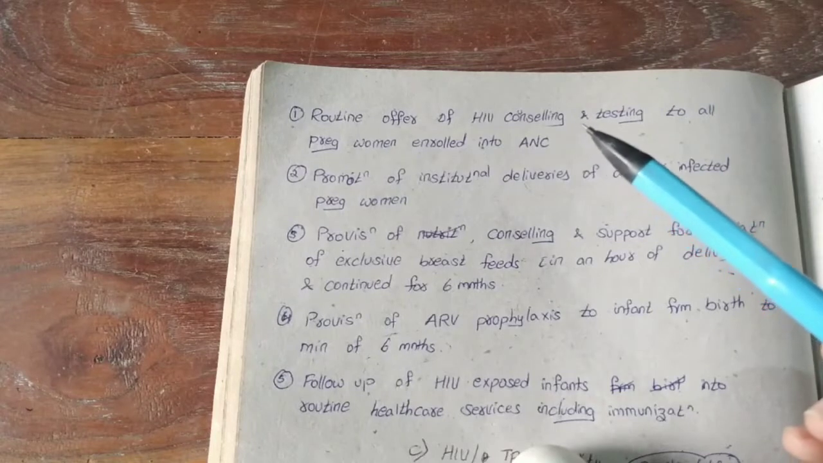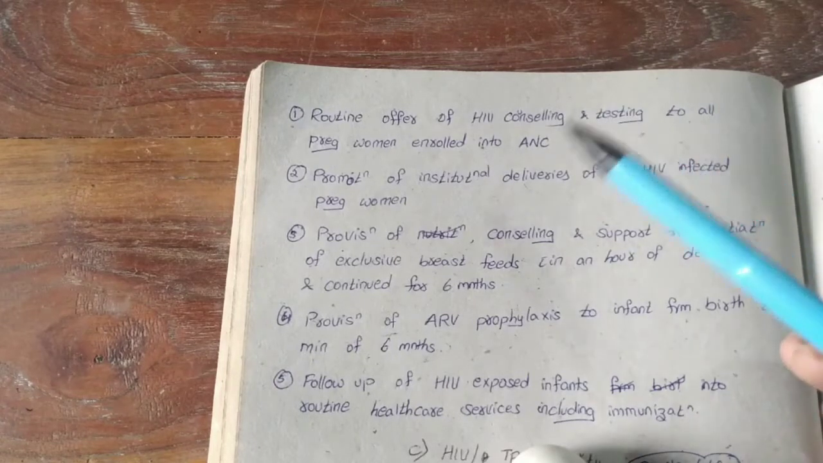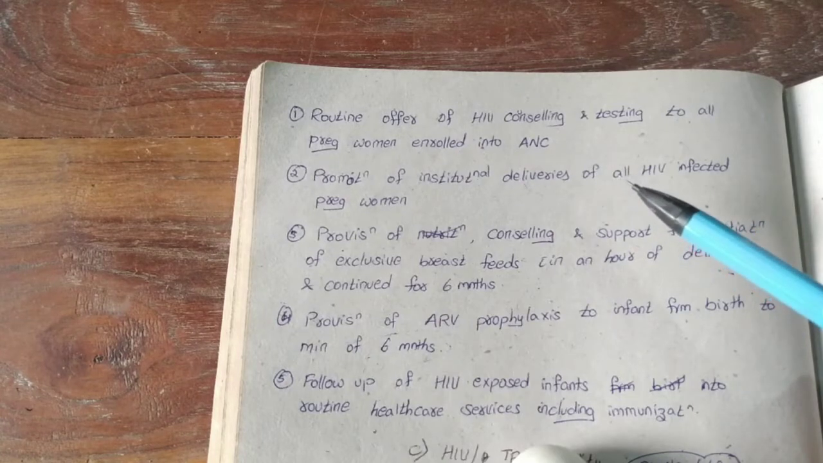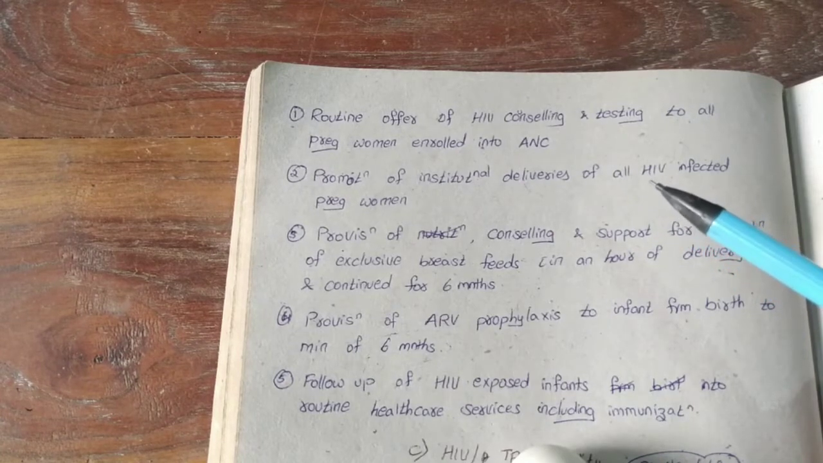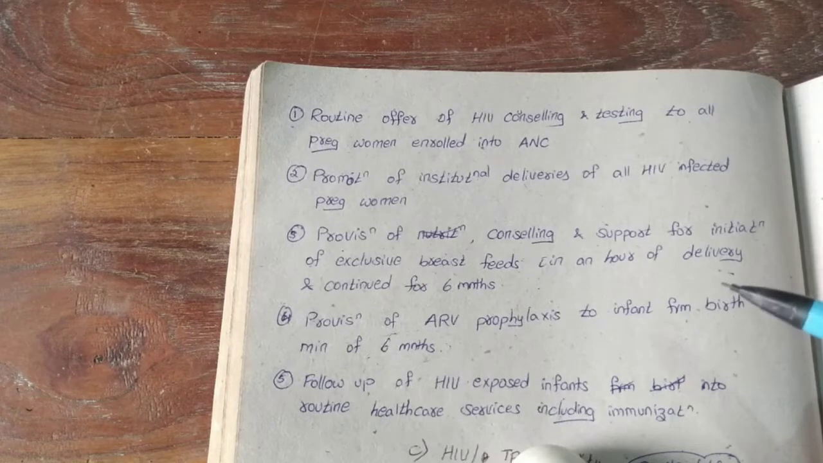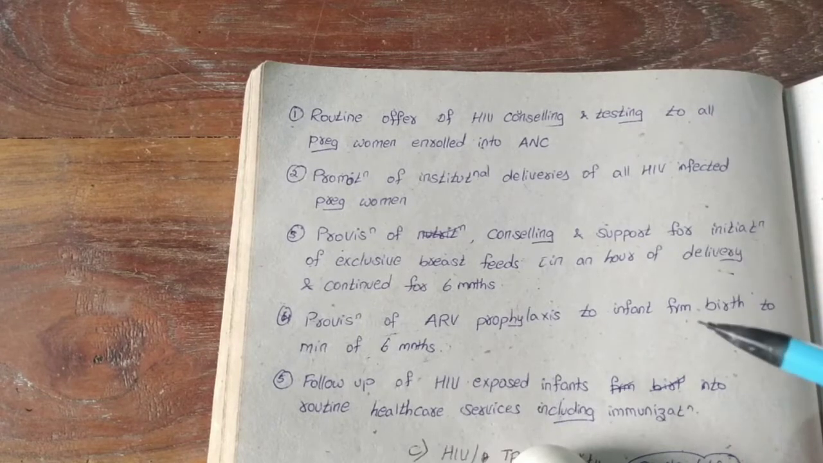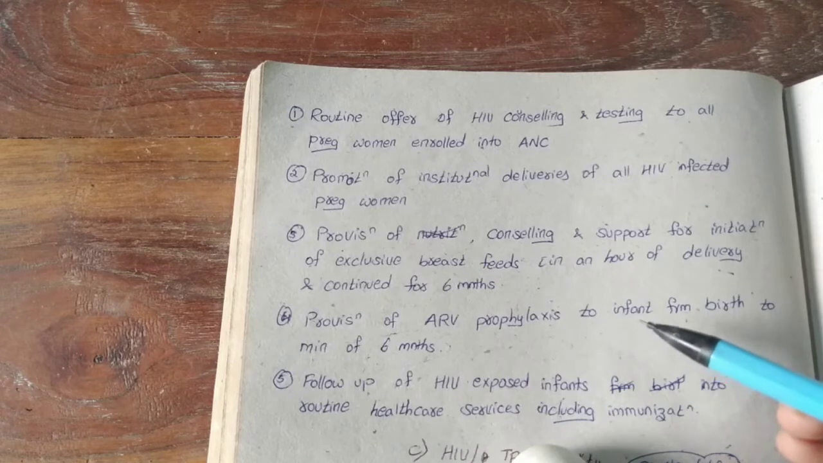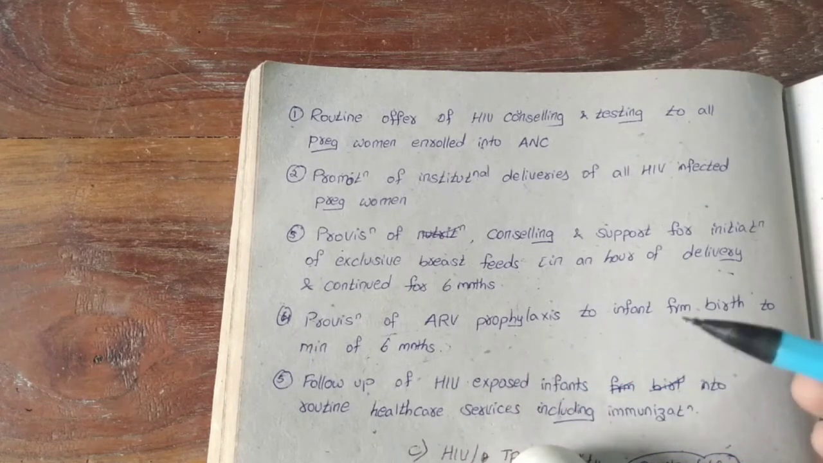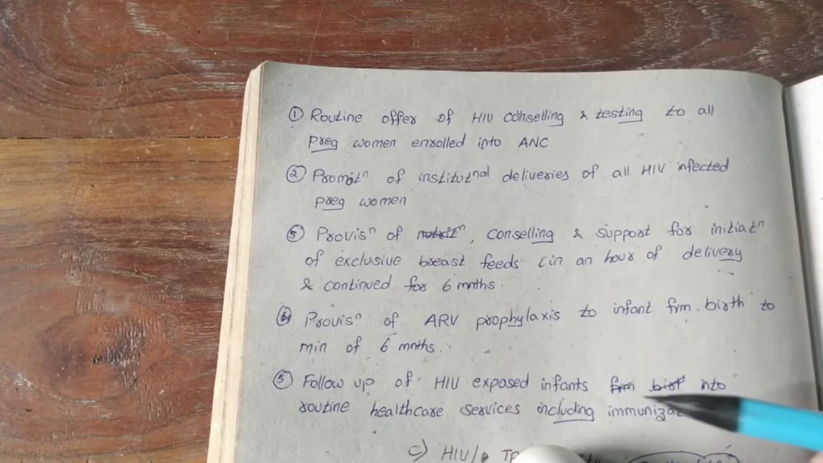It offers routine HIV counseling and testing to all the pregnant women enrolled into ANC, and promotion of institutional deliveries of all the HIV infected pregnant women, and provision of counseling and support for initiation of exclusive breastfeeding within an hour of delivery and continuing for 6 months. Provision of ARV prophylaxis to infants from birth to a minimum of 6 months. Follow-up of the HIV infected child into routine healthcare services including immunization.